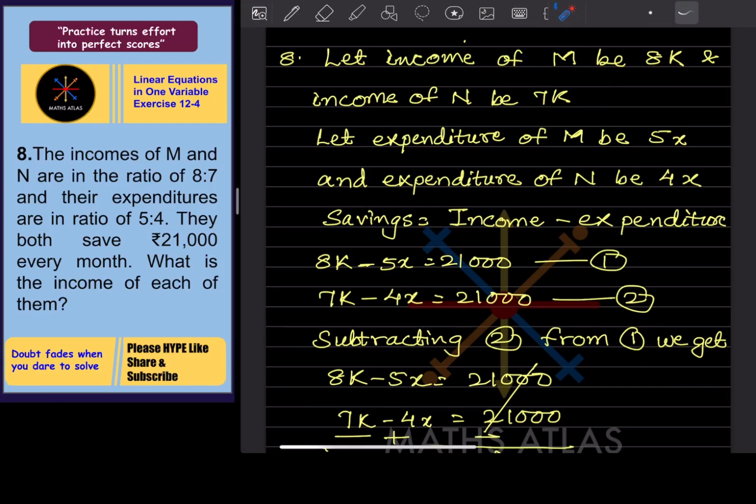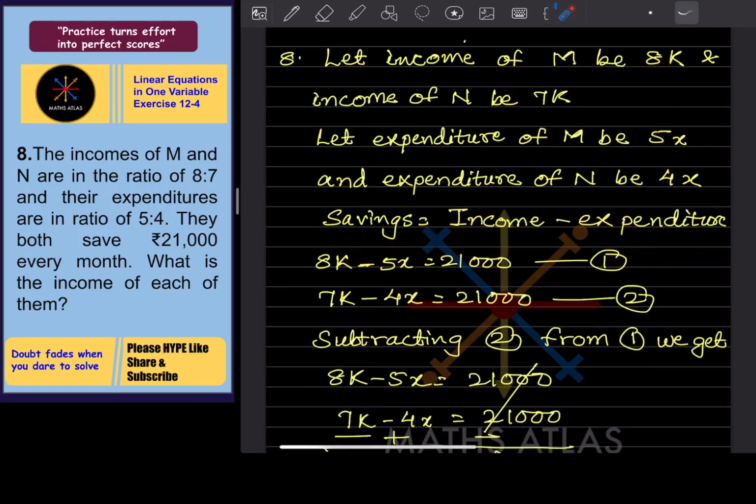And the expenditure is given as 5:4. So expenditure of M, we can say 5x and expenditure of N as 4x. So you know the formula, that is the savings is income minus the expenditure. So here the income of M is 8K and the expenditure is 5x. They said both of them save 21,000. So this is the first equation, 8K minus 5x, that is income minus expenditure. So this is the saving, that is 21,000.